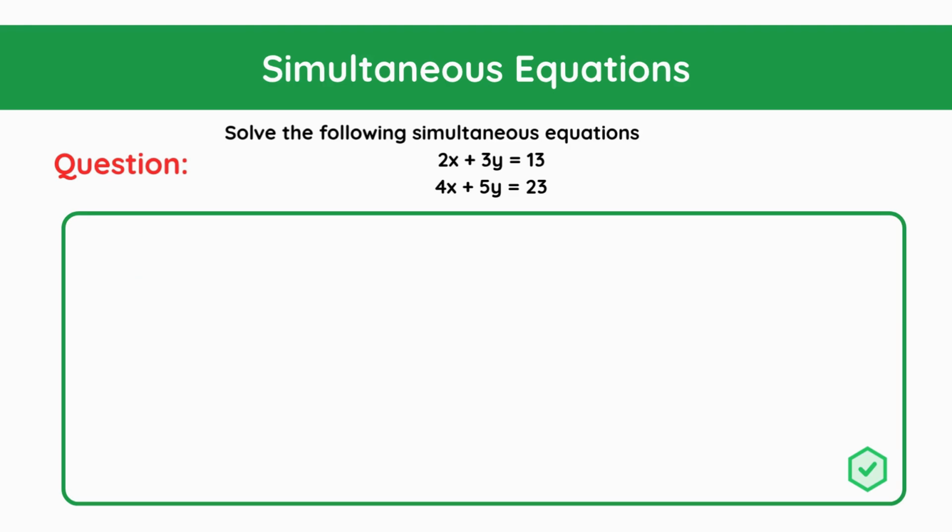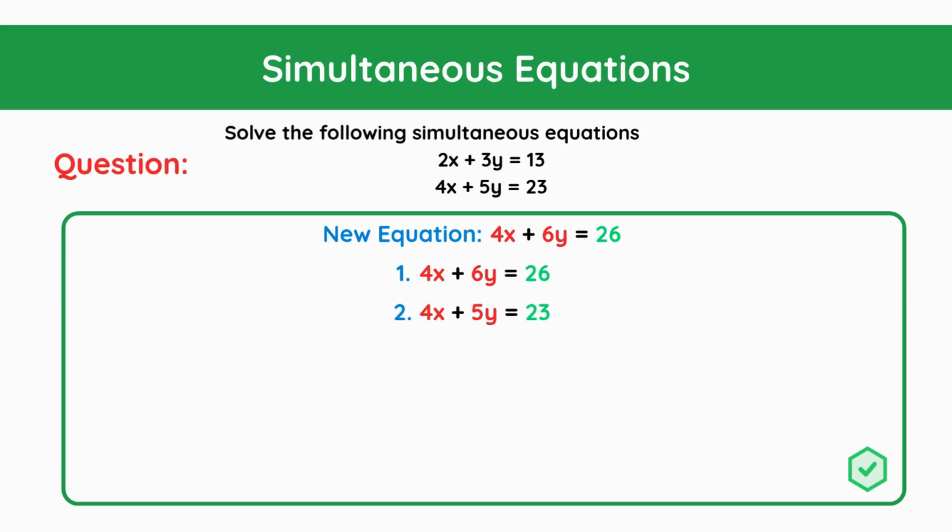So if we multiply the first equation by 2, the x terms will match. Multiplying the entire first equation by 2 gives 4x plus 6y equals 26. Now our two equations are 4x plus 6y equals 26 and 4x plus 5y equals 23. The signs are the same, so we subtract. 4x minus 4x is 0, 6y minus 5y is y, and 26 minus 23 is 3.